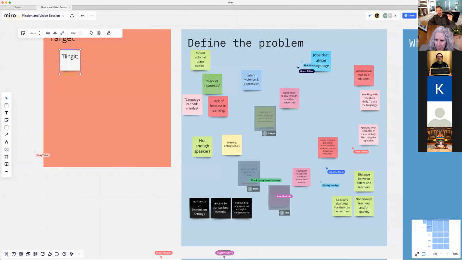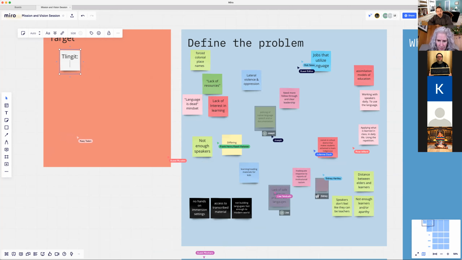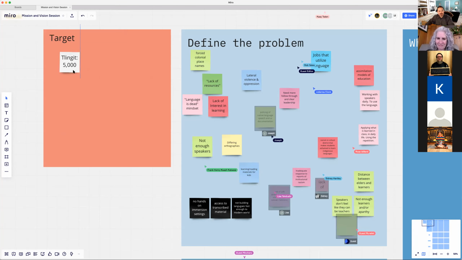Let's say if everything goes absolutely right, 10 years from now, we have blank number of speakers. I'll propose 5. You can make an argument if you want.